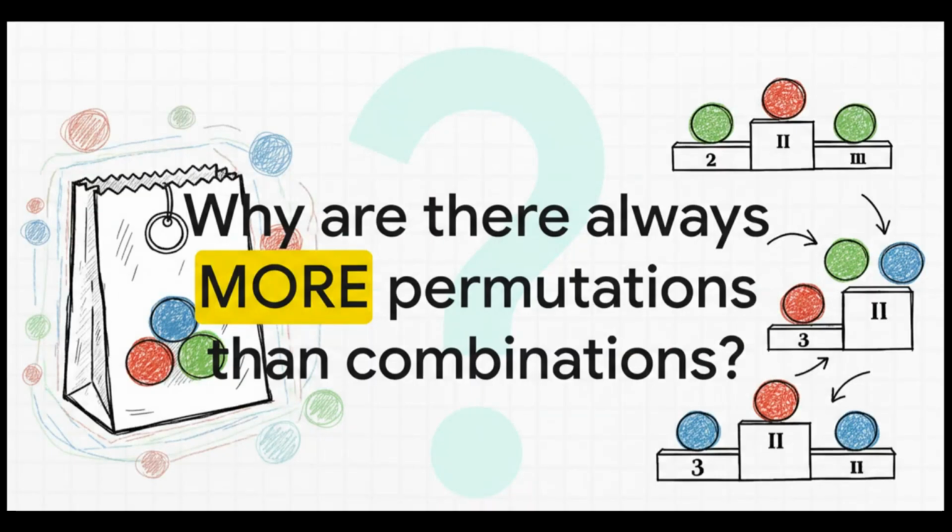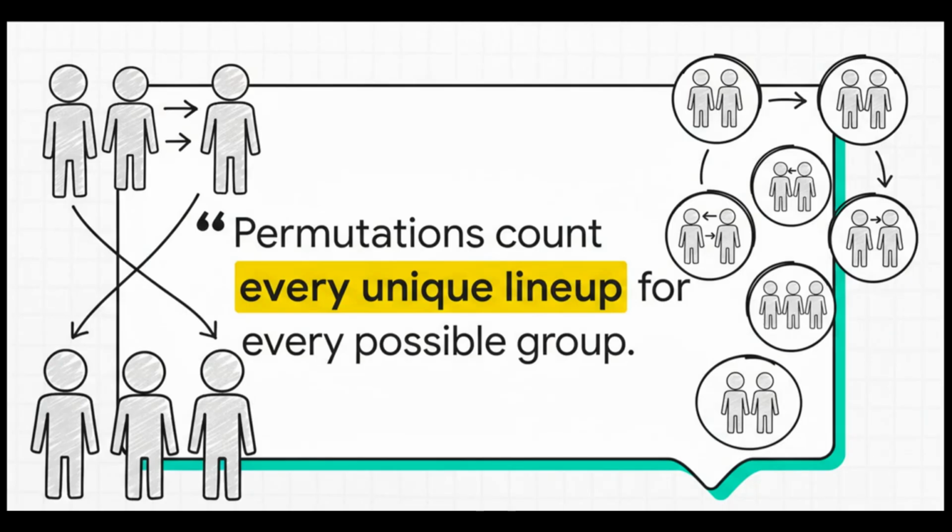Okay, this leads to a really important question. If you're picking, say, 3 items from a group of 10, why are you always going to find way more possible permutations than combinations? And here is the answer. This is the big aha moment. A combination is just one group. Let's say the group is Anna, Ben, and Chloe.